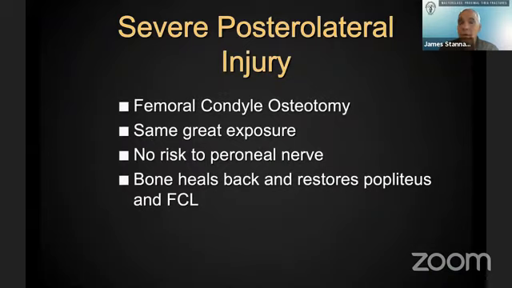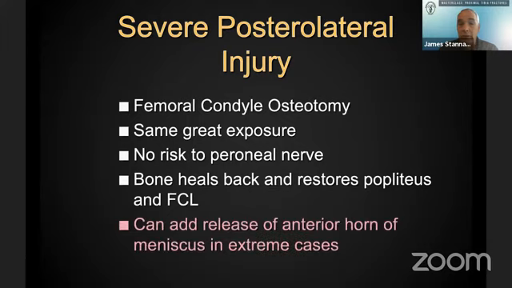Okay, if you don't like that idea because you don't want to deal with the peroneal nerve as much, an option that my partner Mauricio Kafuri frequently prefers is the femoral condyle osteotomy. It will also give you great exposure, much less risk to the nerve, and the bone heals back and restores the popliteus and the lateral collateral ligament, which you're going to be dealing with. You can add a release of the anterior horn in extreme cases, but I don't like doing that because that potentially doesn't heal back as well.